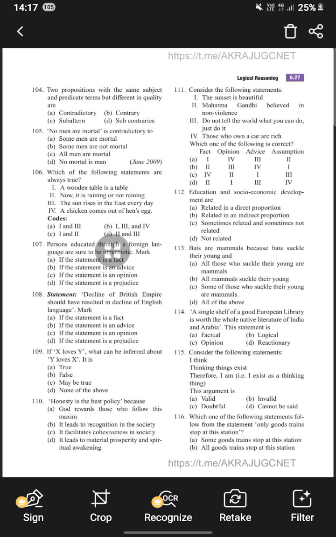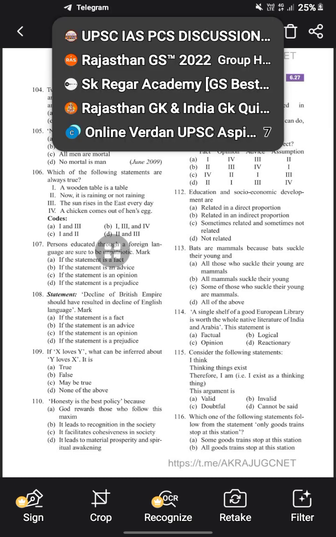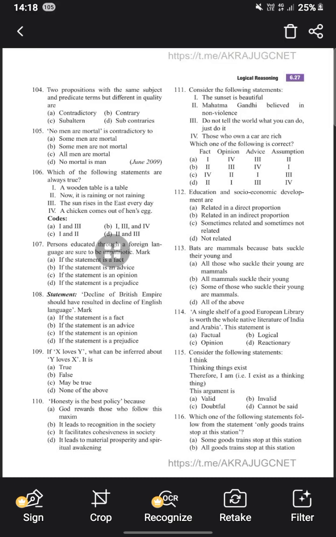107 is D, that is if the statement is a prejudice. Decline of British Empire should have resulted in decline of English language. 108 is C, if the statement is an opinion. If X loves Y, what can be inferred about Y loves X? 109 is C, may be true.